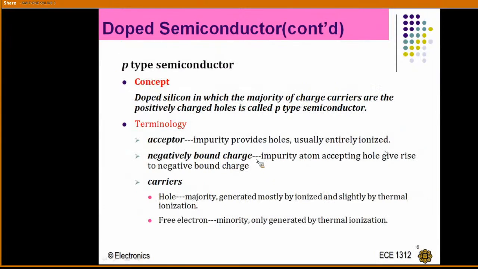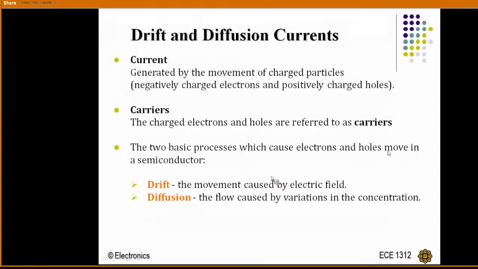Now what is the p-type semiconductor? The concept is that holes are the majority charge carriers. The terminology is acceptor because it is creating a hole. That's why you are calling it an acceptor. Accepting means it is negative in nature. That's why you are calling it a negatively bound charge. The holes are the majority charge carriers, so electrons are the minority charge carriers.